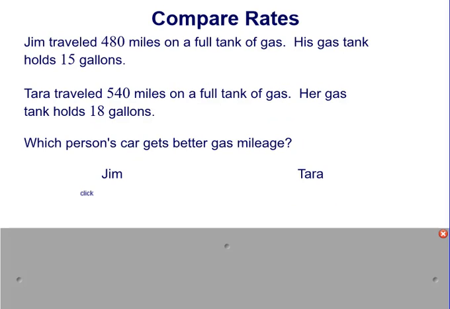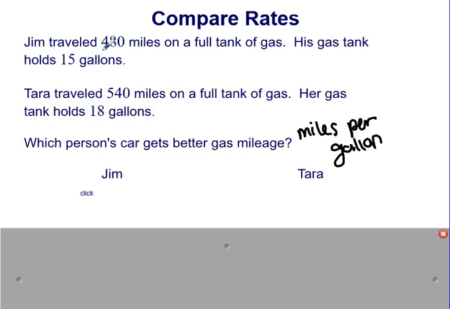Here's another example. We have Jim traveled 480 miles on a full tank of gas, and his gas tank holds 15 gallons. Tara traveled 540 miles on a full tank of gas, and her gas tank holds 18 gallons. Now we can ask which person's car gets better gas mileage, or basically gets more miles per gallon. That's what we're asking with gas mileage. We want, again, miles per gallon. We want that unit rate for each of their situations.